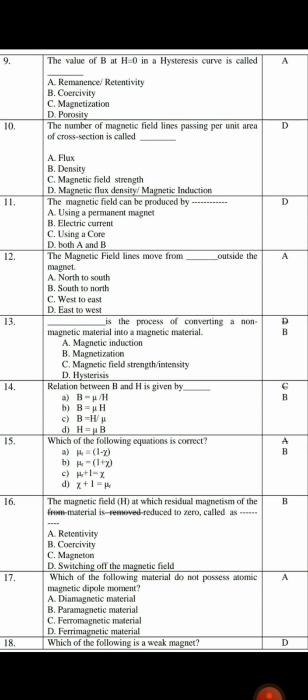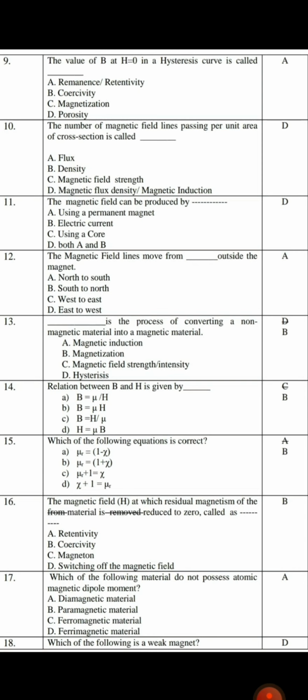16. The magnetic field at which residual magnetism of the material is reduced to zero is called as. Options are option A, retentivity. B, coercivity. C, magneton. D, switching of the magnetic field. So the correct option is option B, that is coercivity.